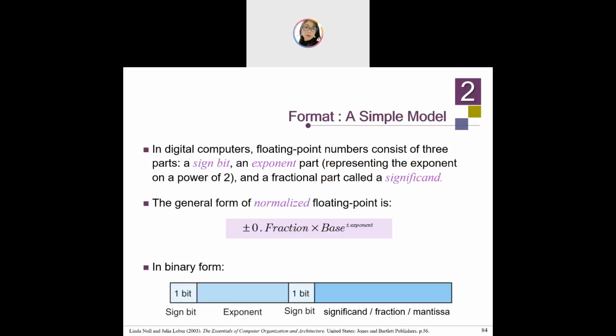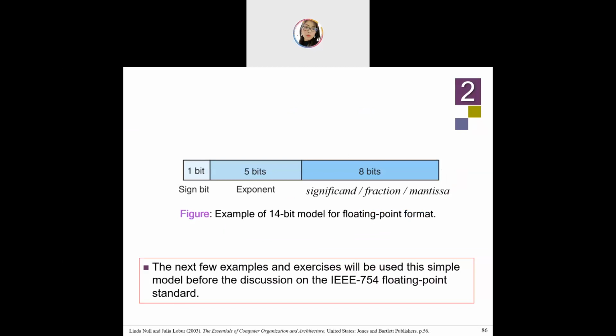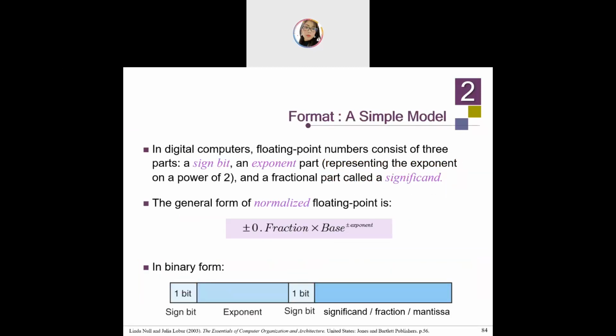Okay, let me touch a bit on the format, a simple model, before we move to IEEE normalization. I think we're not going to cover that today. We look into the format first. A simple model: in terms of your digital computer, a floating point number consists of 3 parts. Sign, which can also be what? Mantissa. What else? Magnitude. Fraction. And you're going to have exponent and base also here, right?